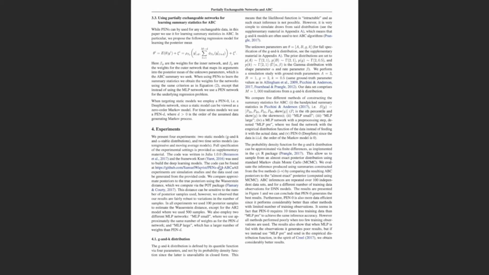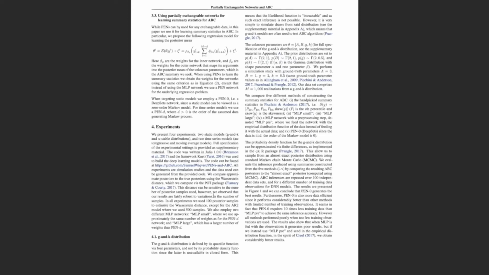And so here we come to the experiments. They're basically using 4 modules: 2 static modules, G and K and the alpha stable distributions, and 2 time series modules, autoregressive and moving average. They are using order 2 for them.